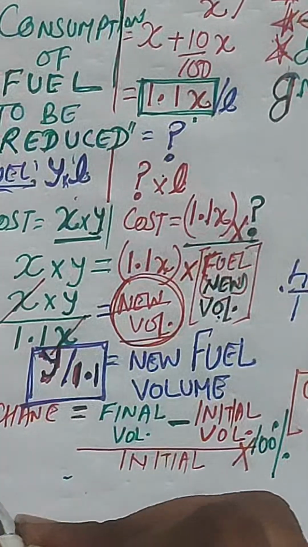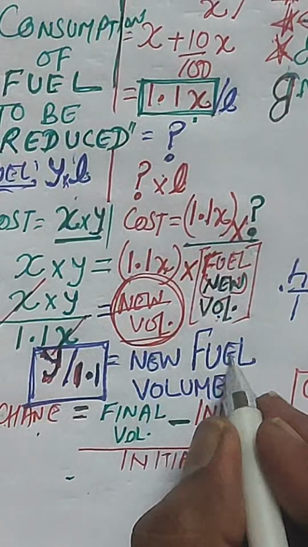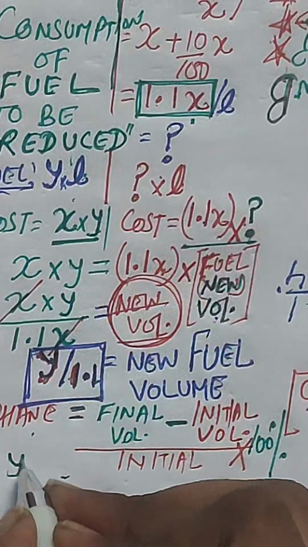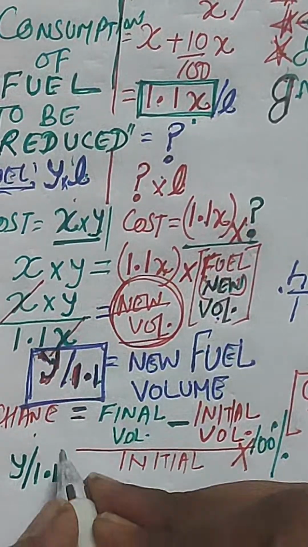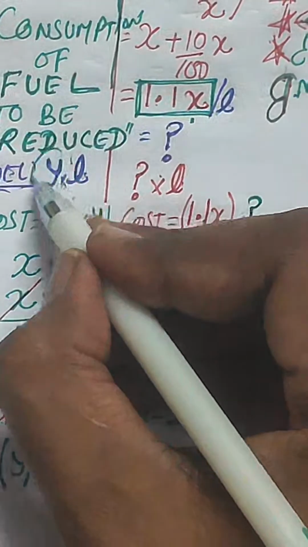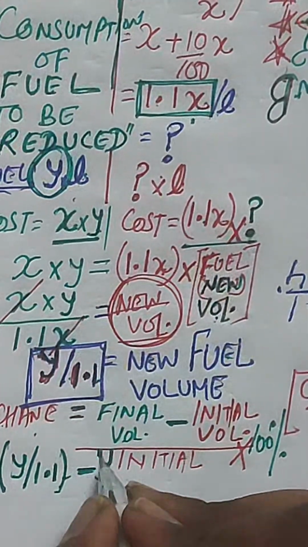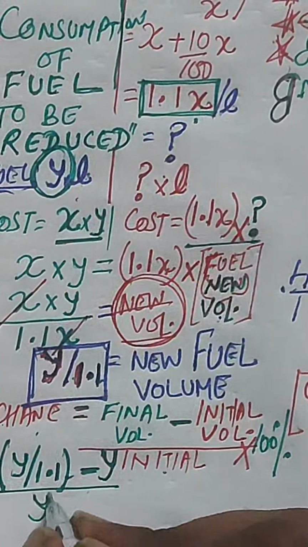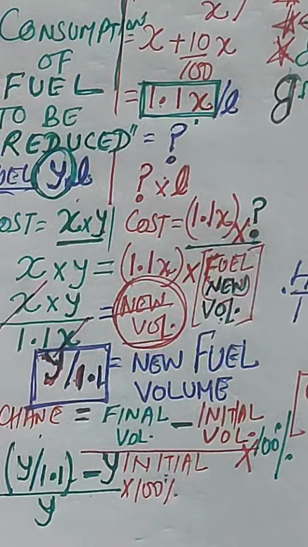Now the percentage change: the final volume is the new volume, that is y by 1.1. So just write it, y by 1.1 minus the initial volume. Initial volume was y only, you can see, minus y, divided by the initial volume, again y, into 100%, right?